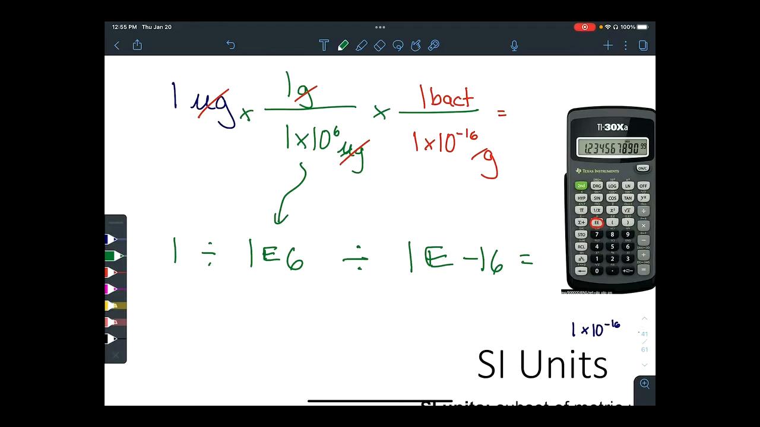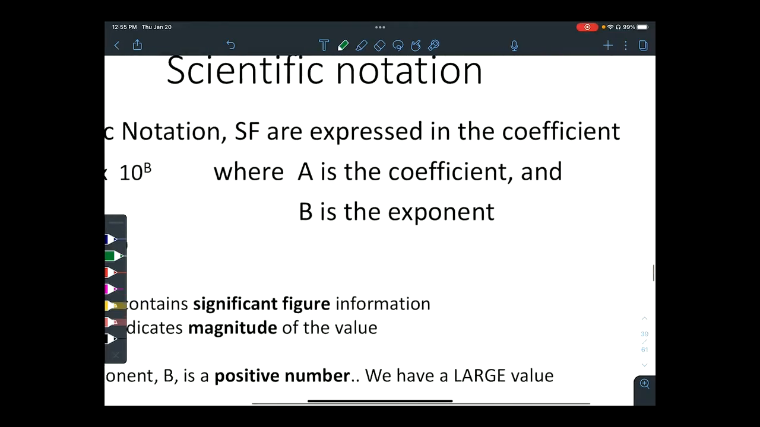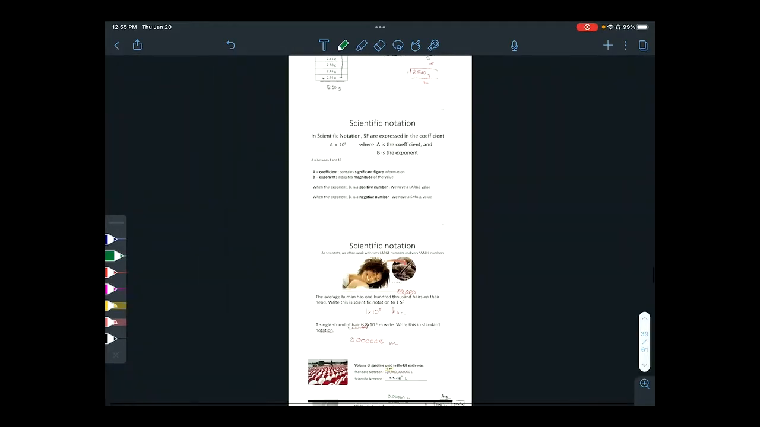1 divided by 1e, what is it, 6? 1e6 divided by 1e negative 16. And make sure you're using the negative button, not the minus sign for the negative. That's a common mistake.